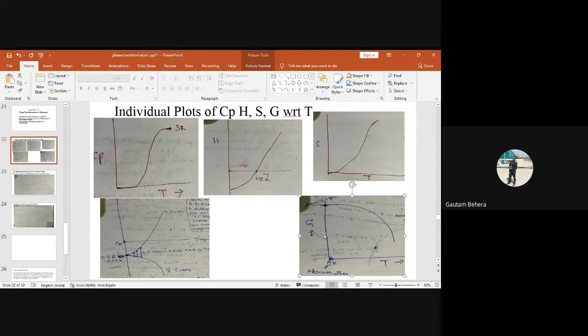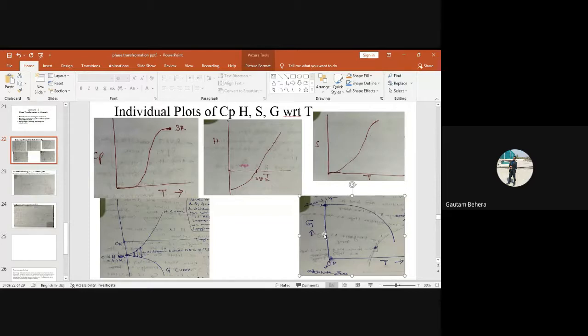That can be justified with the help of which kind of equation? Can anybody remember any equations which justify this dG by dT is called minus S? Maxwell. Excellent. Maxwell equation. You remember that. Because Maxwell equation is dG is equal to VdP minus SdT. Is it okay? Yes, sir. If you people want, I can derive that in the coming lecture.